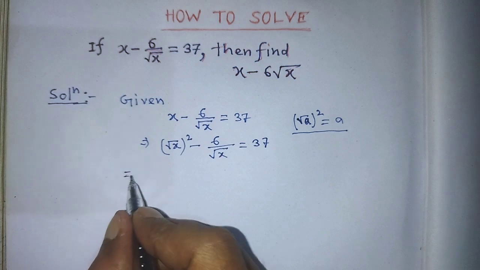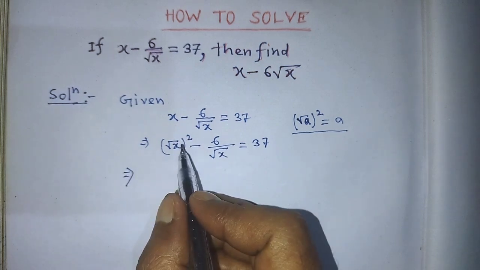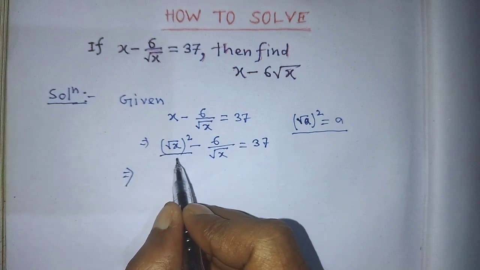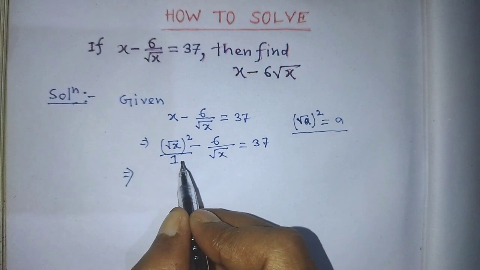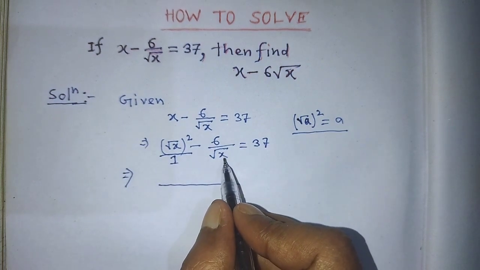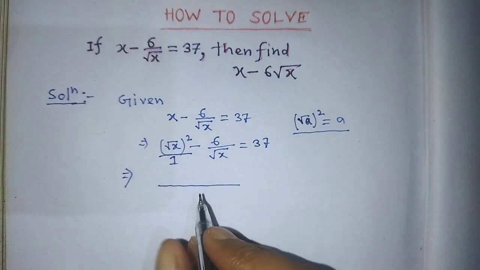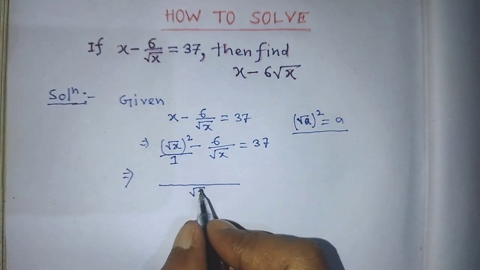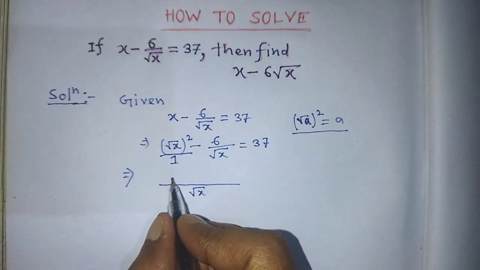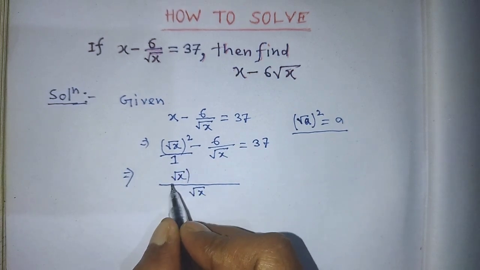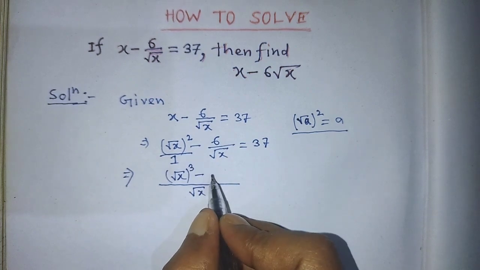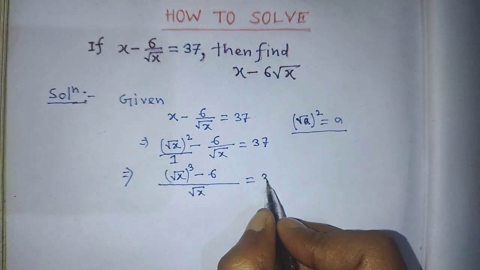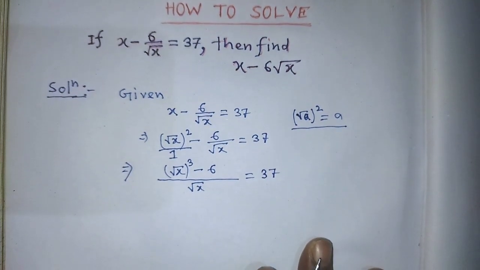So student, after that, in the first term on the left hand side, in the place of denominator there is no number, so we take 1 to be present there. The LCM of 1 and root of x is root of x, so we write root of x in the place of denominator, and in the place of numerator we write root of x whole to the power 3 minus 6 is equal to, on the right hand side, again 37.